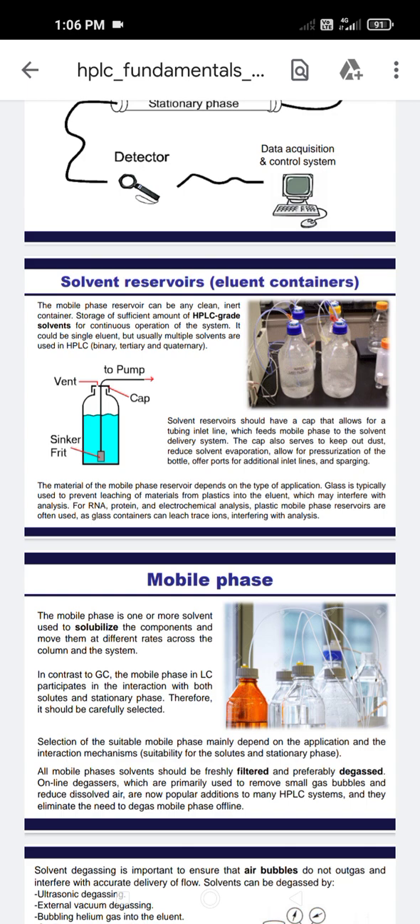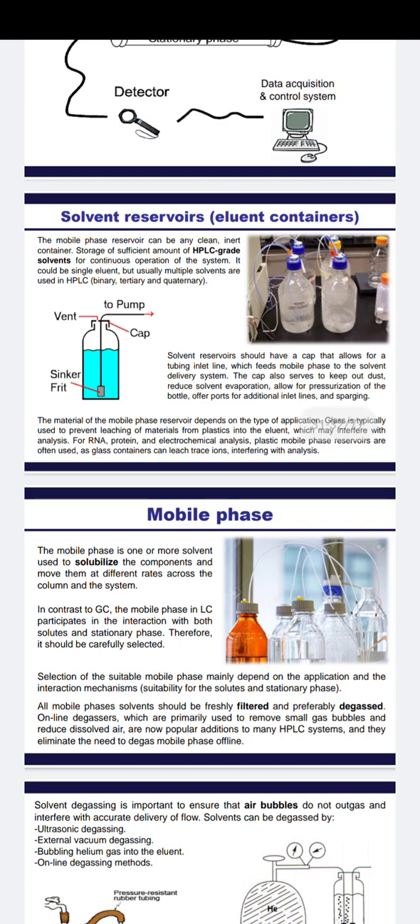The material of the mobile phase reservoir depends on the type of application. Glass is typically used to prevent leaching of materials from the plastic into the effluent, which may interfere with the analysis for RNA, protein, and electrochemical analysis. Plastic mobile phase reservoirs are often used, and a glass container can leach trace ions interfering with analysis. So this is called a solvent reservoir, where we have to add the solvents.